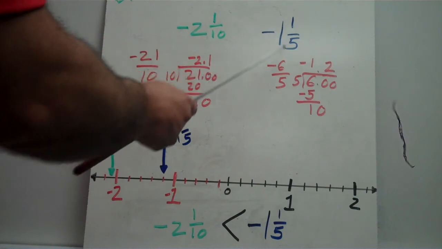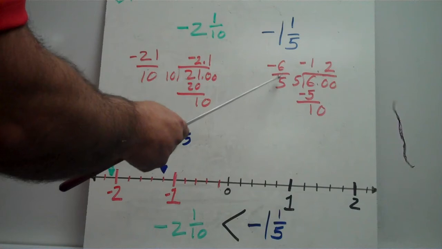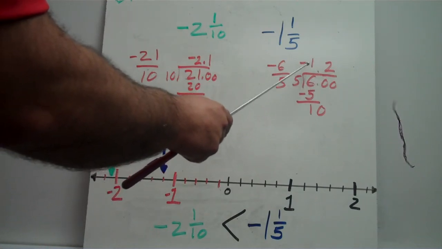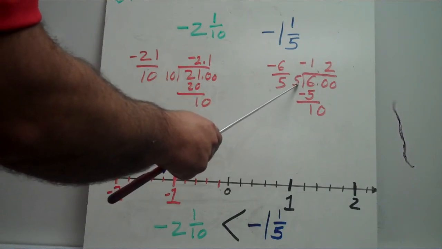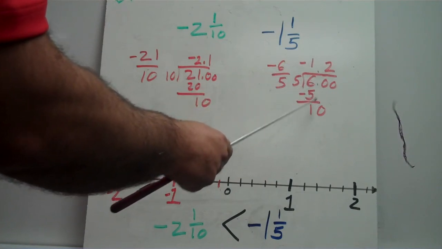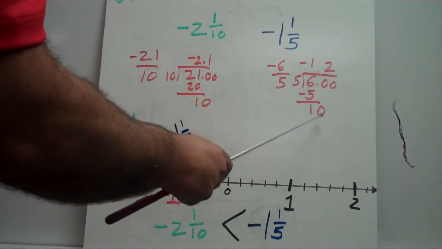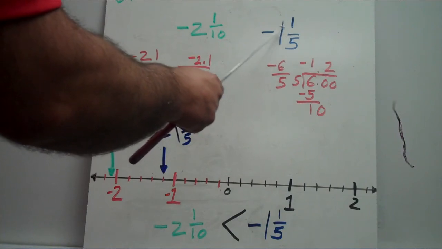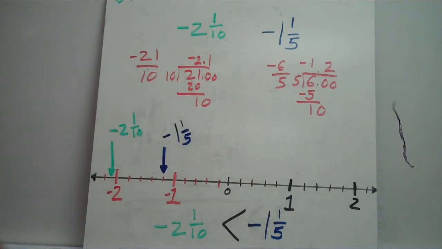And then for negative 1 1/5, 5 times 1 is 5, plus 1 is 6, so we have 6 over 5. We attach our negative to it, and then when we divide, we put 6 inside, 5 on the outside. 5 goes into 6 one time. 1 times 5 is 5. We subtract 6 minus 5 and get 1, bring down the 0. 5 goes into 10 two times. 2 times 5 is 10. 10 minus 10 is 0. So negative 1 1/5 as a decimal is negative 1.2.